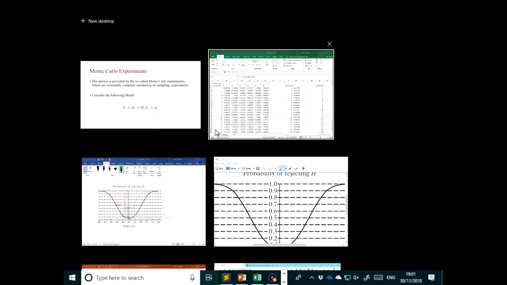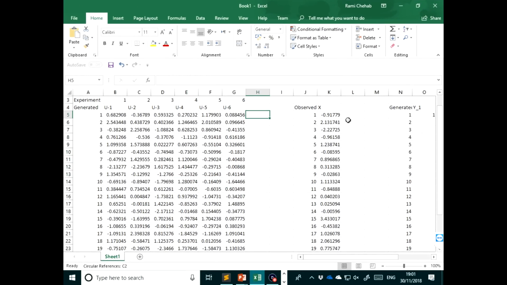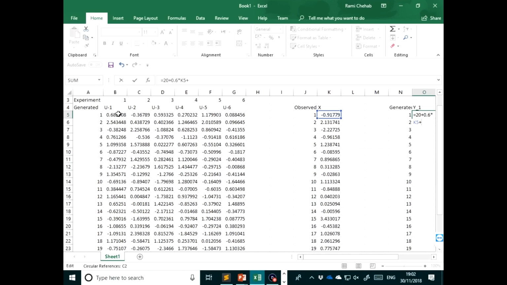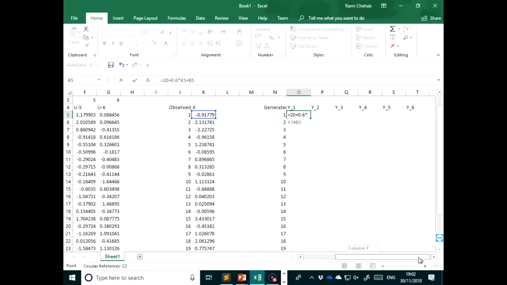If we look at the Excel file that I just showed you, and we would like to generate the y_i's, the y_i would be equal to beta 1, which is 20, plus 0.6 times x, which is this observed value of x and should be fixed, plus the error term, which is available over here. So this would be your observed value of y_i.